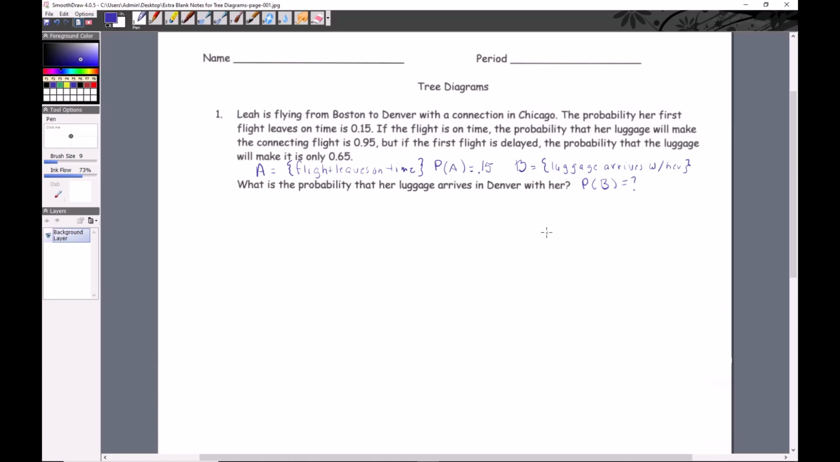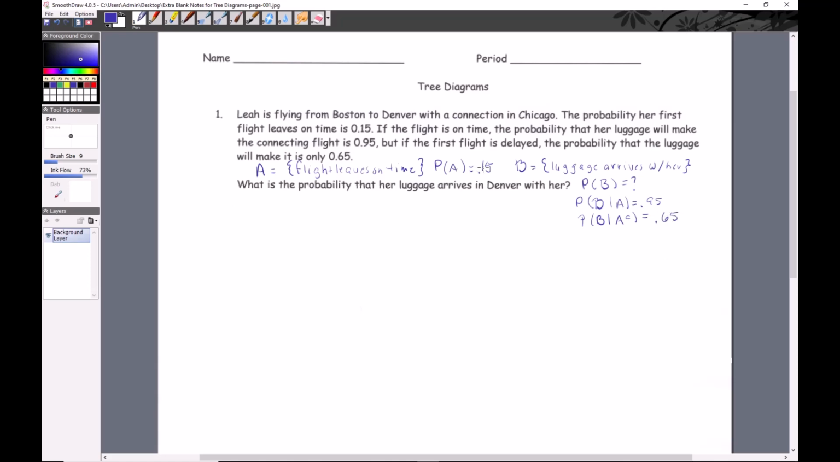So back to that second line, if the flight is on time, all right, that's given A. The probability that her luggage will make the connecting flight, that's the probability of B given A. And that's going to be 0.95. So that's good, we need that. But if the flight is delayed, that's A complement. The probability the luggage will make it is only 0.65. So that is the probability of B given A complement. All right, not leaving on time. First flight is delayed. So that's going to be a probability of 0.65.